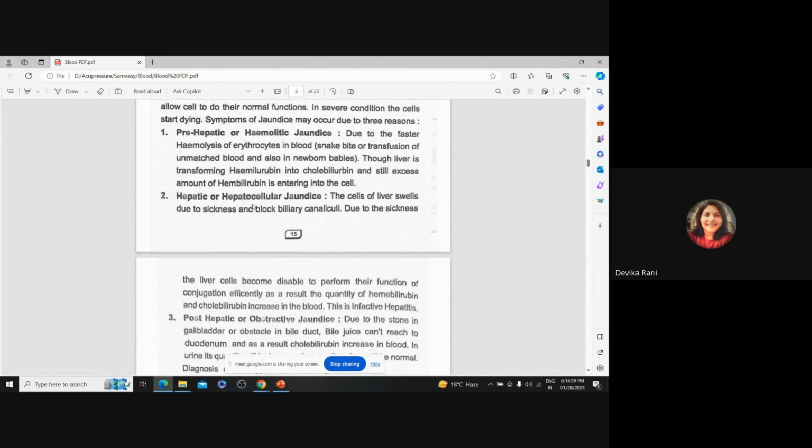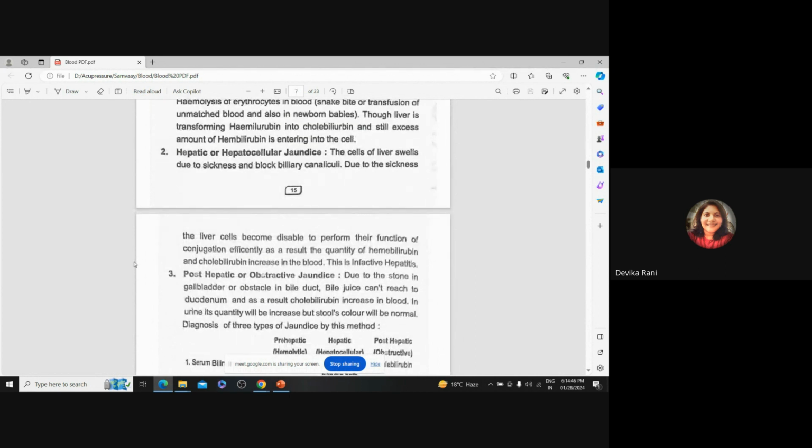Now hepatic or hepatocellular jaundice. Now, of course, this is related to the liver only. Here the cells of the liver swell due to thickness and block bile canaliculi. Due to the thickness, the liver cells become disabled to perform their function of conjugation efficiently. As a result, the quantity of hem bilirubin and cold bilirubin increases in the blood.